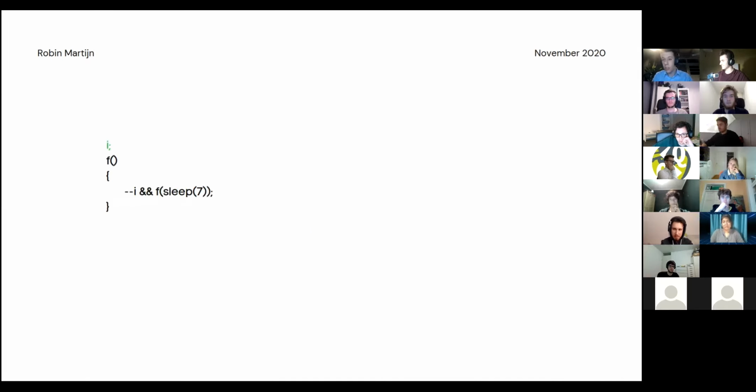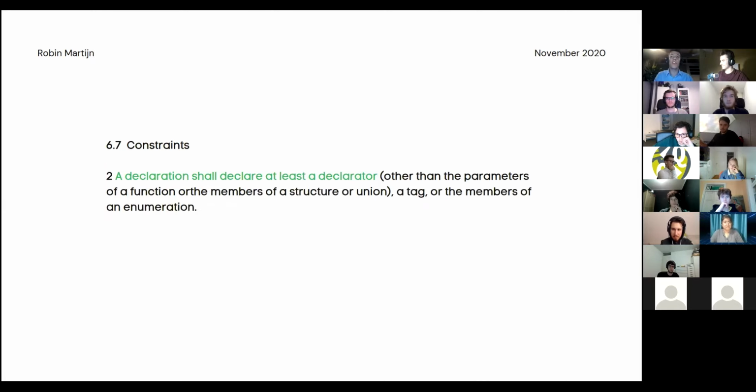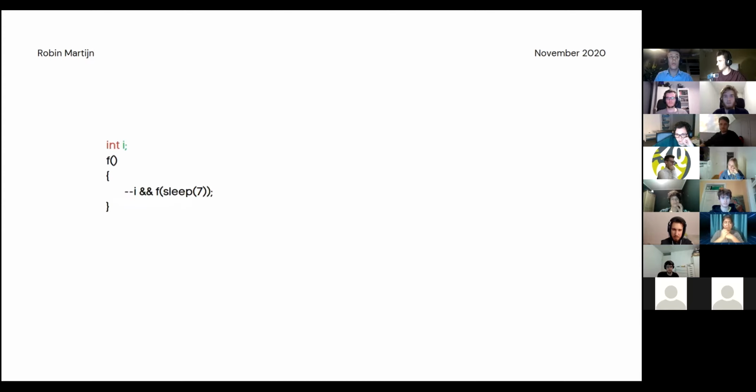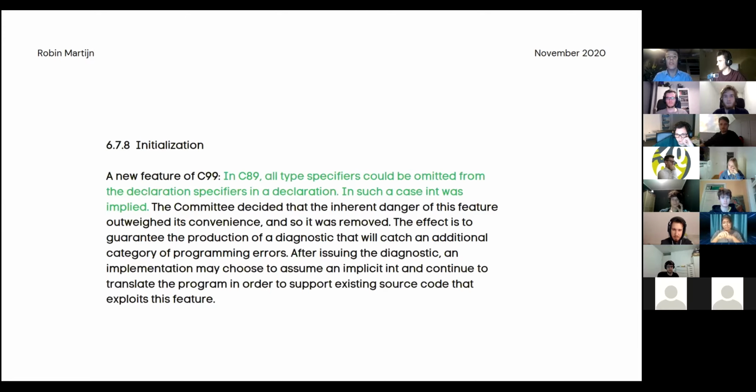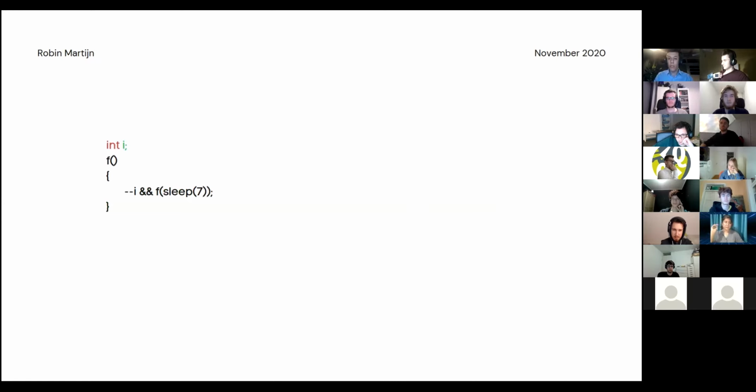So I is 0 here. And it also is, oh yeah, sorry. This is the constraint that I was talking about. A declaration shall declare at least a declarator, and that doesn't happen here. But there is another rule apparently, which is a new feature. In C89, all type specifiers could be omitted from the declaration specifiers in the declaration. In such a case, integers were implied. So we know that our I is an integer. And because of this rule, we also know for sure that this integer is 0.